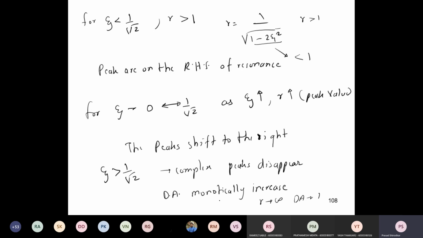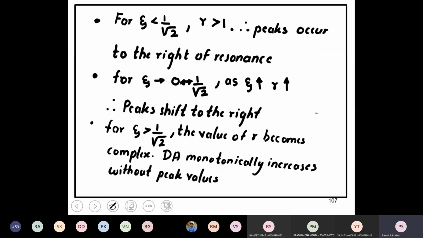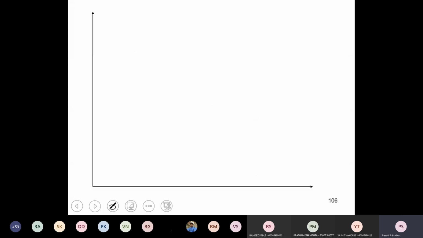If you recall the magnification factor curves, as R increased the curves were monotonically decreasing, not increasing. Here the curves are monotonically increasing. I hope you remember the differences. So these are all the statements summarized. Now we'll plot the curve.